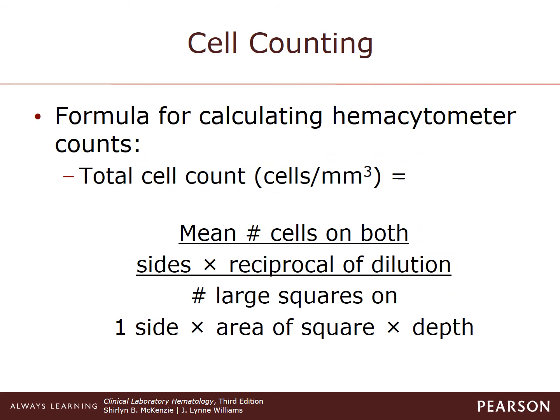The second portion here is your cell counting using a hemocytometer, and you're getting used to the calculation here: the average of the cells on both sides of the hemocytometer times the reciprocal of the dilution over the number of squares on each side times the area and the depth. Now the depth can be either on the top or the bottom of the calculation.